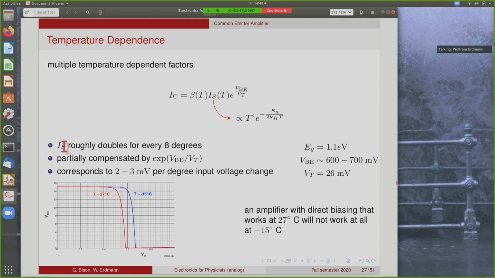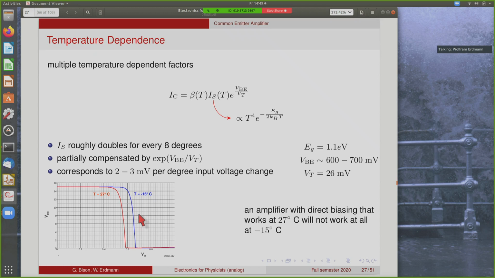This saturation current doubles roughly for every 8 degrees. We've already seen that for the diode, and the same thing happens for transistors. This increase is partially compensated by this term here, which goes down a little bit, but in the end, the current increases with temperature, which means that our output characteristic shifts by 2 to 3 millivolts per degree of your input voltage. So if you have an amplifier that is biased to work well at, say, 27 degrees, it'll no longer work when you go to minus 15 degrees, for instance.